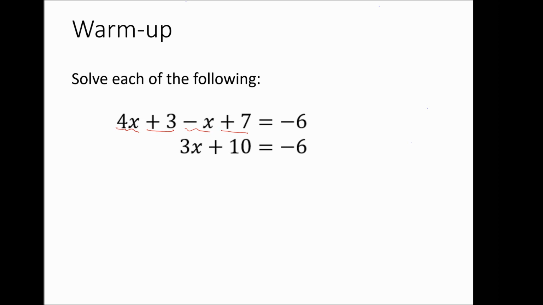Now at this point, I decide whether I'm going to divide by 3 or subtract 10. Of course, we're going to subtract 10 first, because it's the reverse order that they were done in. So subtracting 10, what I do to one side, I have to do to the other. I end up with 3x is equal to negative 16. And then at this point, I'm going to need to divide by 3, which I do on both sides. So I end up with x is equal to negative 16 on 3.